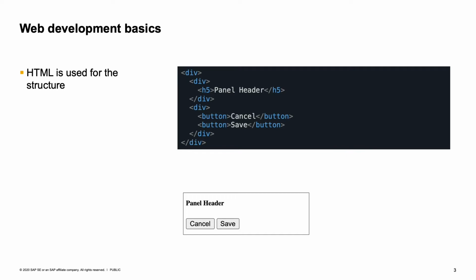Here I mentioned HTML, which is used for the structure of typical web applications. There is a simple sample snippet here that you can see. There are a couple of div containers, a heading, and two buttons. And when we just arrange them, as you can see there, a typical browser would render them as you see in the picture below. So it's very plain and doesn't look very SAP Fiori-like, all right?